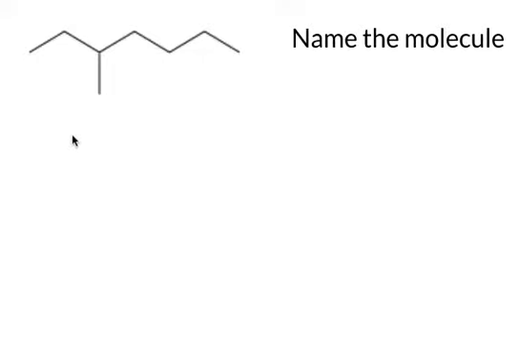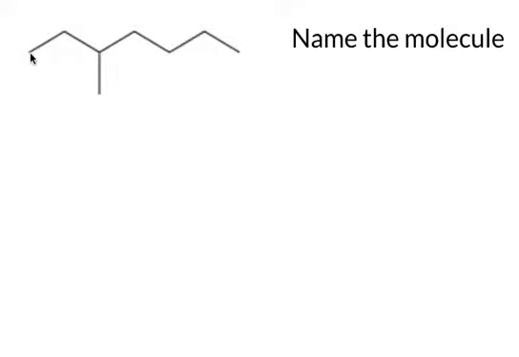To do a simple example of naming an alkane. We know that this is an alkane because we see that there are only carbon-carbon single bonds. The first thing that we always want to do is establish what the longest carbon chain is. The easiest way to do this is to count the carbons in any way we can.